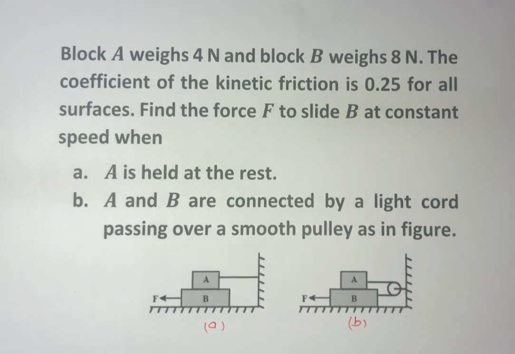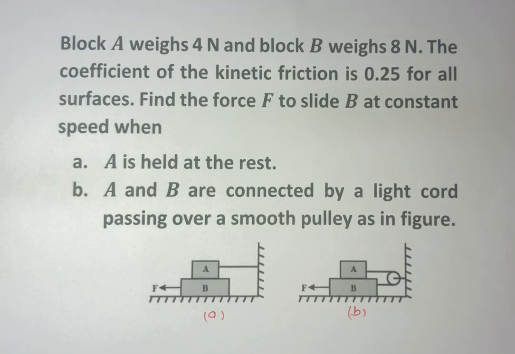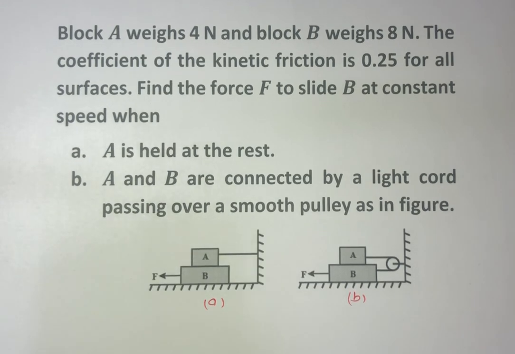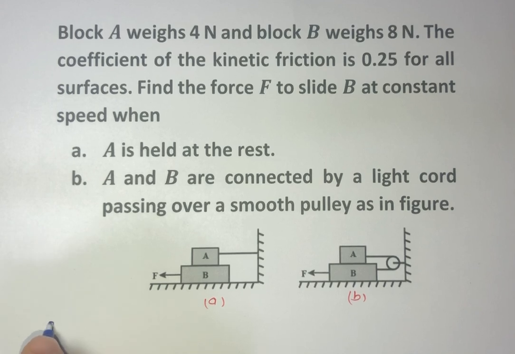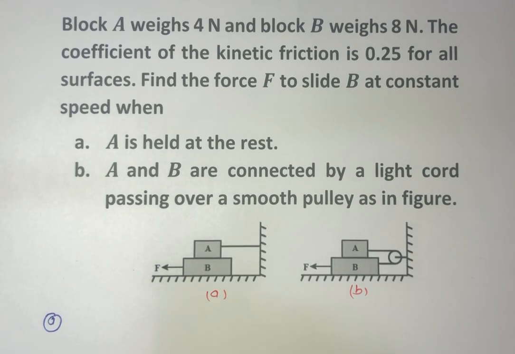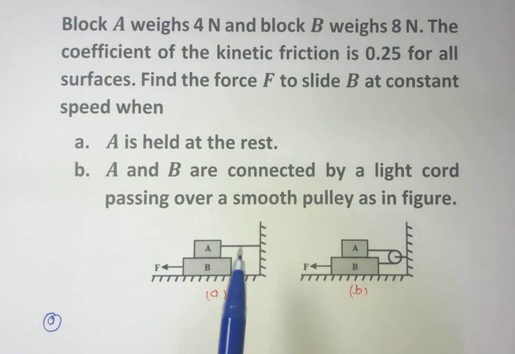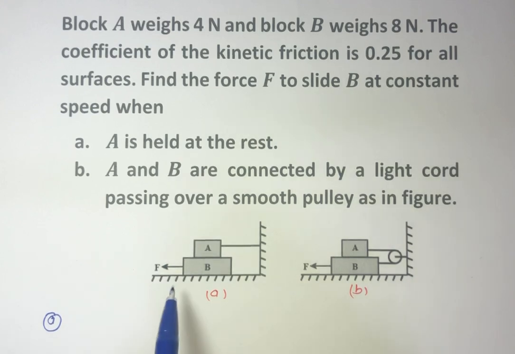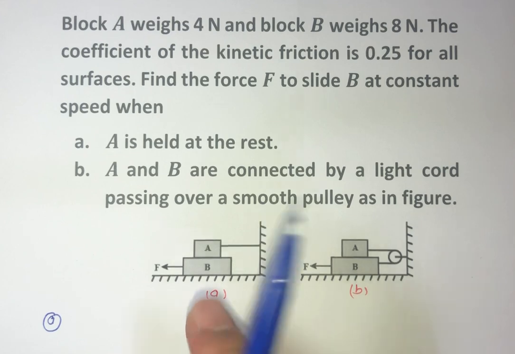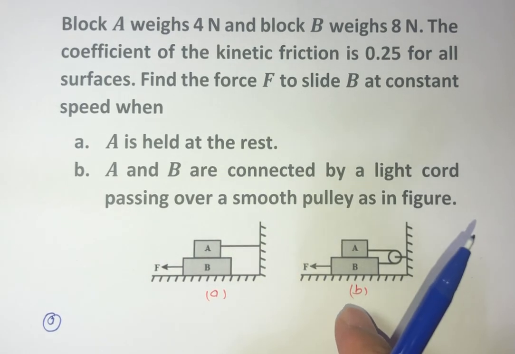So in this case, let us first of all discuss part A. And the important thing here is that B should be sliding at a constant speed. So for the constant speed, the net applied force in this case will be F, and the opposing force, which will be the frictional force, should be equal. So that's the basic concept that can be applied both in figure A as well as figure B.